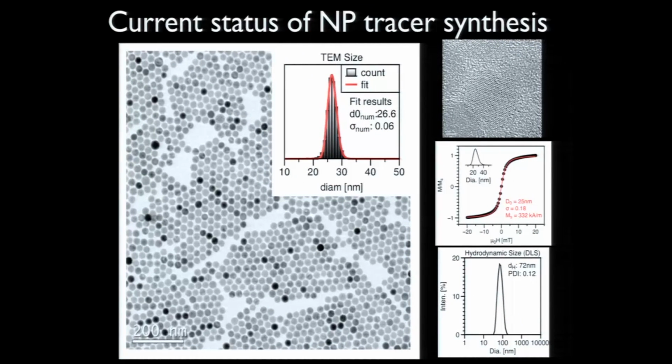Okay, so let's see what's the current status of our particles. These particles are about 26.6 nanometers. High resolution electron microscopy shows that the particles are defect free. We can measure their particle size from magnetic measurements. They're roughly about 25, 26 nanometers. Their hydrodynamic size, we'll talk a little bit about that in a minute.